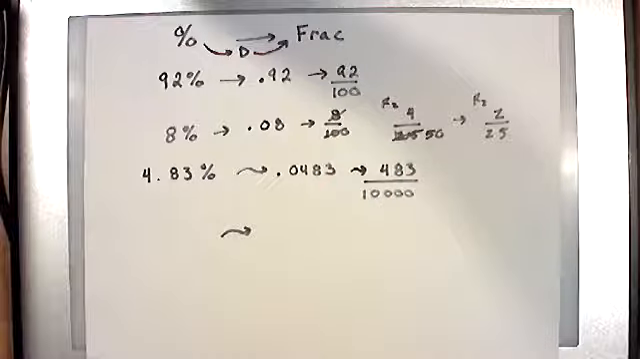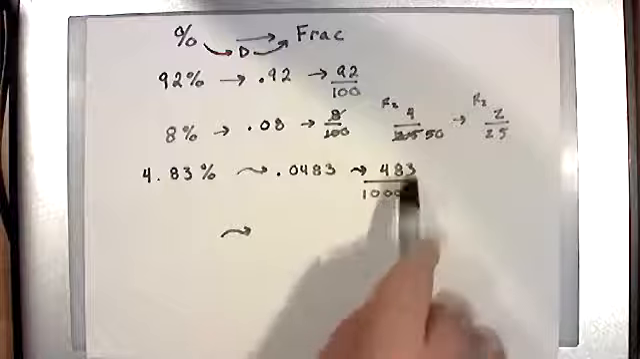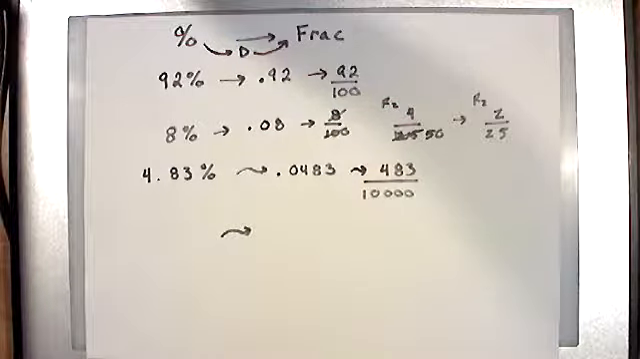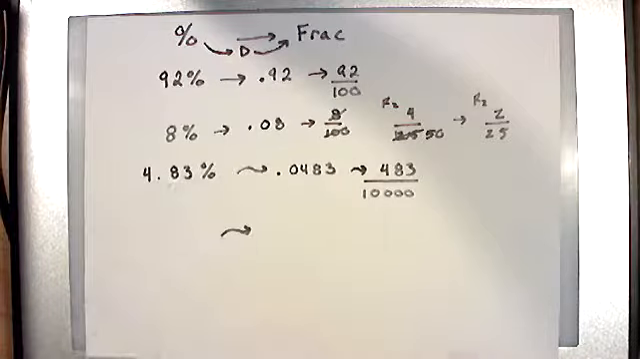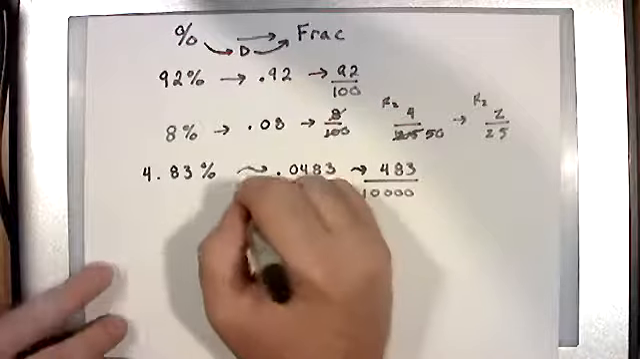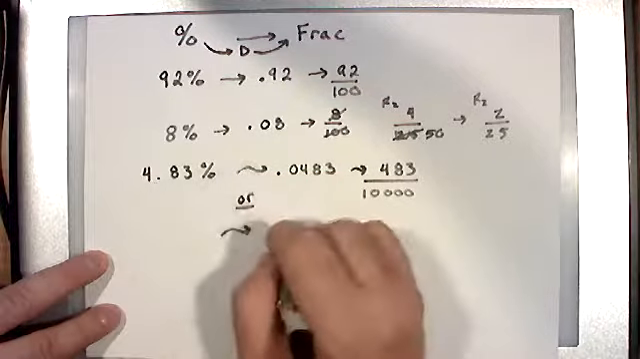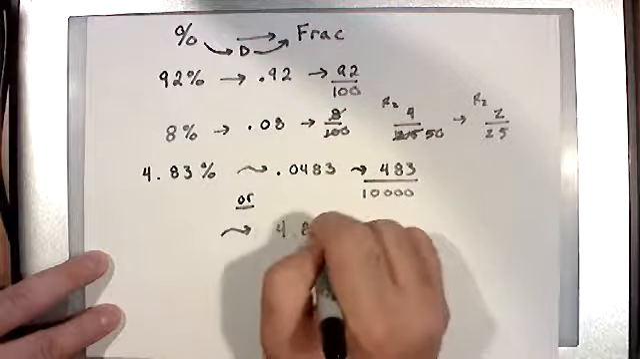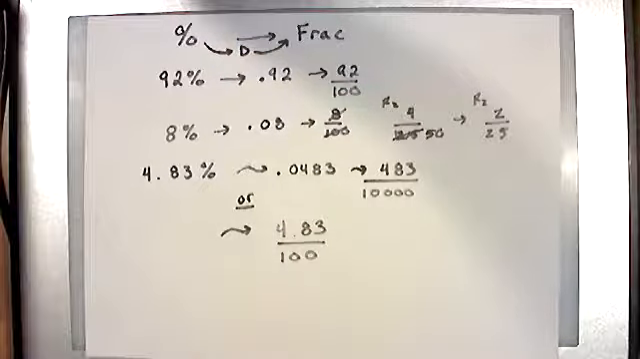Think about what we just did. Converted the percent to a decimal, and then the decimal to a fraction. And that will not reduce. But kind of like we were saying in the other ones, isn't this just 4.83 over 100? So alternatively, this is an or. You don't need to do both of these. It's one or the other. You could take 4.83 and just go ahead and set it over 100 because that's what percentage means. Percentage means over 100. So 4.83 over 100.